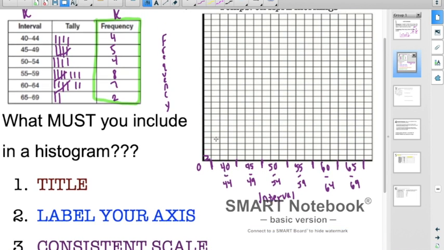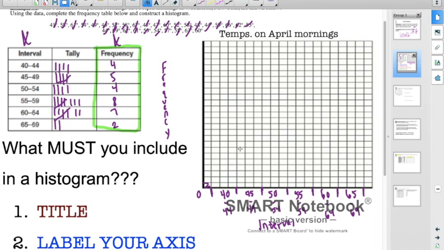But then I got to do my frequency. Well, again, keep it consistent. It goes all the way up to 8. So what I'm going to do is I'm going to skip a line, and I'm going to do 1. I'm going to skip a line. I'm going to do 2. Skip a line, 3. Skip a line, 4, 5.